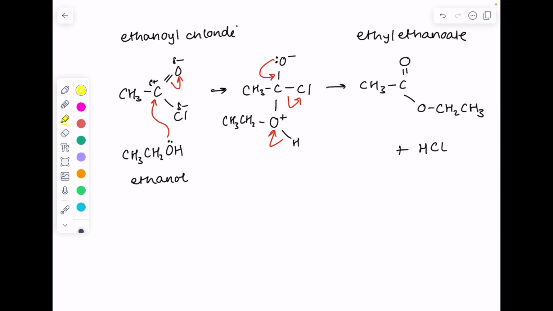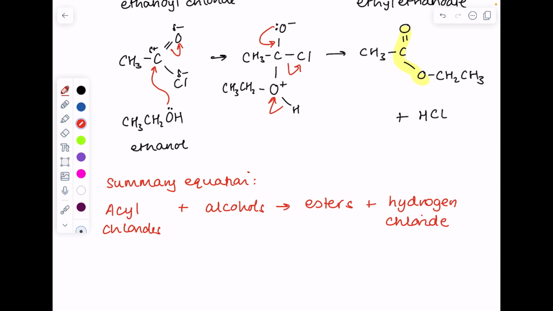There's the ester linkage. Remember that the alcohol forms the first bit of the ester's name, and in this case the ethanol chloride forms the second part of the ester's name. So to summarise this second equation, we have our acyl chloride reacting with an alcohol to form an ester and hydrogen chloride gas. Let's write the summary equation.